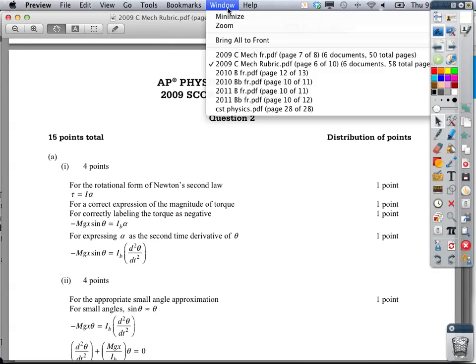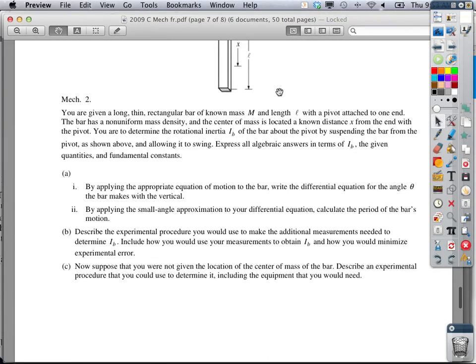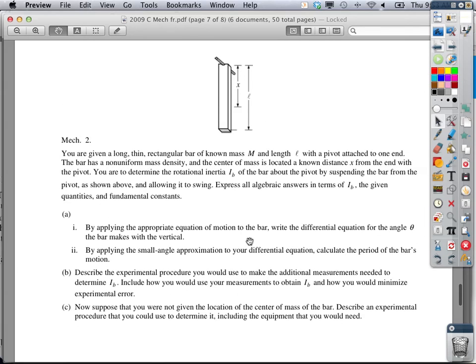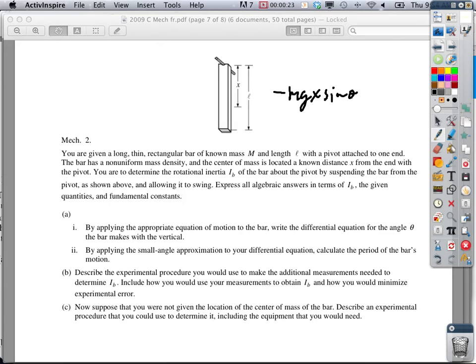So once again, on this first part, part A was just a function of drawing the torques, doing the sum of the torques. So the sum of the torques on this is what gives you the torque that's pulling this bar down: negative mgx sine theta equals I alpha, which in this case becomes d2 theta over dt squared. So this is the answer to this part.